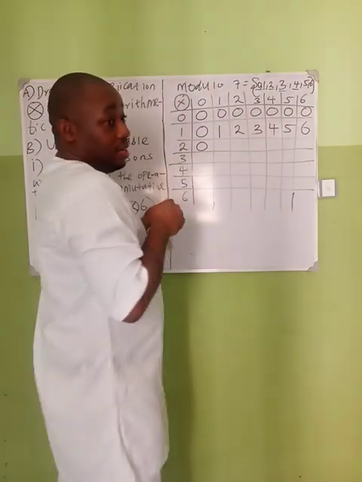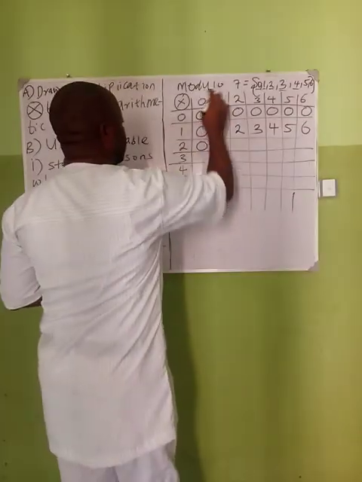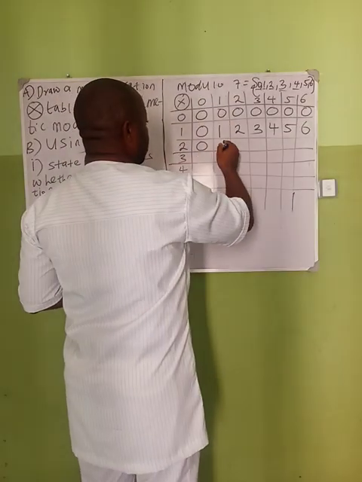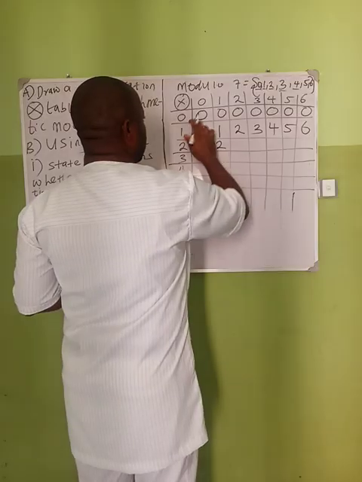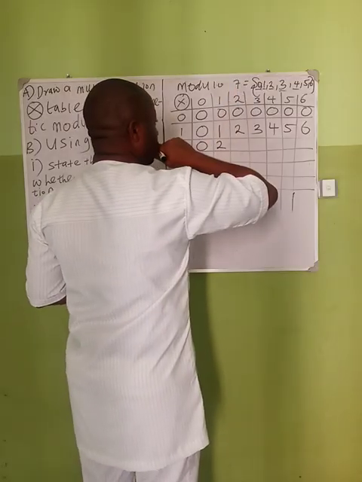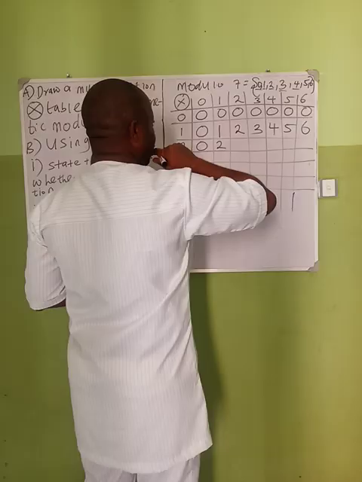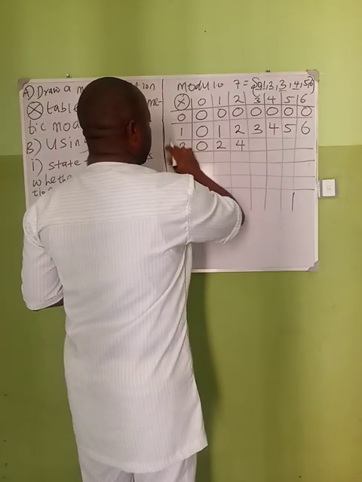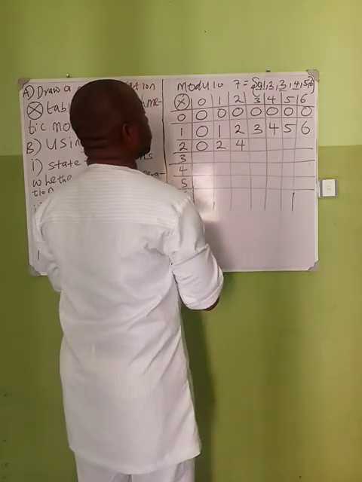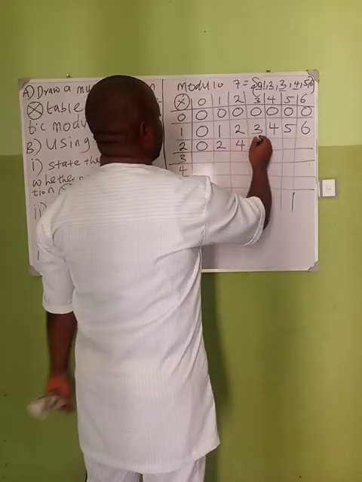And I've written 0 because it's less than 7. 2 times 1, still 2. Less than 7, so I write 2. 2 times 2, that's 4. Less than 7, so I still write 4. 2 times 3, 6. Less than 7, so I write it.